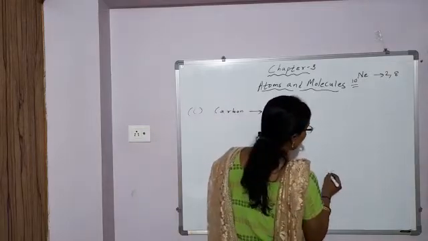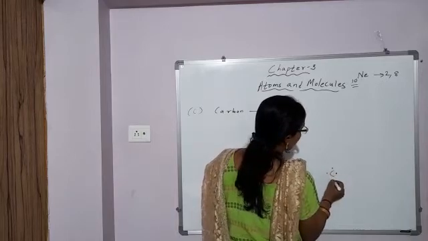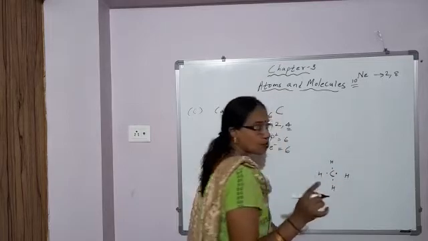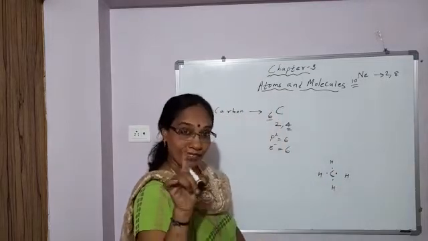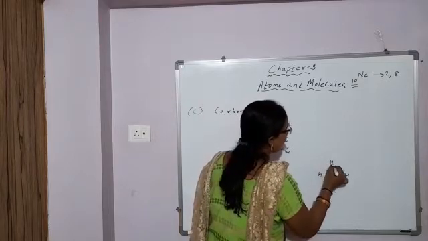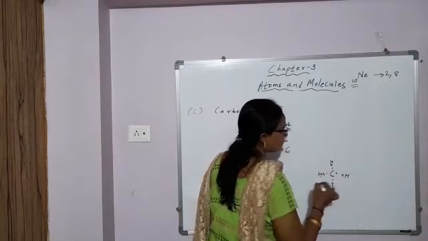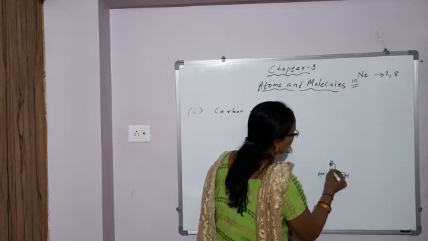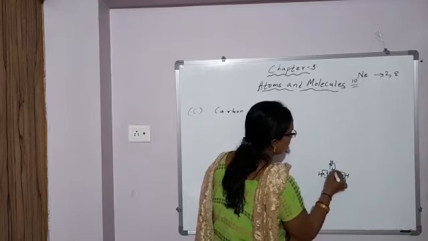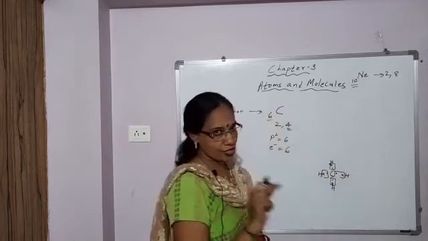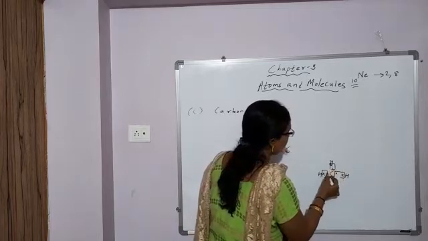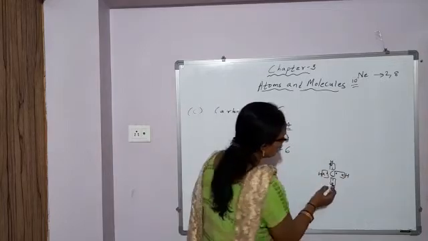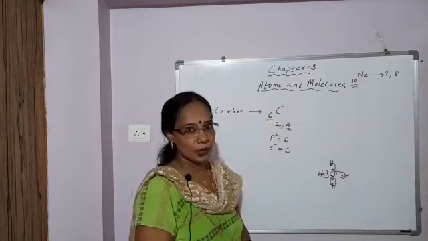Like carbon, outermost how many? 4. It will share its 4 electrons with 4 hydrogen atoms. Hydrogen atomic number is 1, so proton also 1, electron also 1. I am showing this 1 electron of hydrogen by cross. And both the atoms will share their electrons. So how many electrons is carbon sharing? 1, 2, 3, 4 with 4 hydrogen atoms. After sharing, the configuration becomes 8 for carbon, and for hydrogen 2 each, like helium.